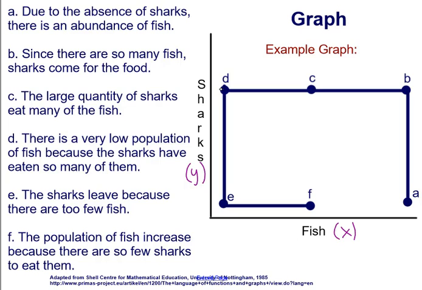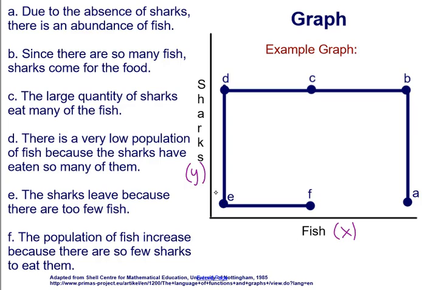where there is a very low population of fish because the sharks have eaten so many of them. So right now in the water there are a lot of sharks, so we have a high y value, but we have a low x value because there's such a low population of fish now. Because of that, we then get to part E, where the sharks leave because there are too few fish. So now we have a low y and a low x value. We have low fish and low sharks.